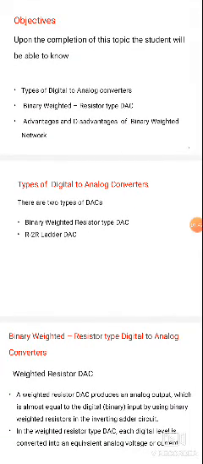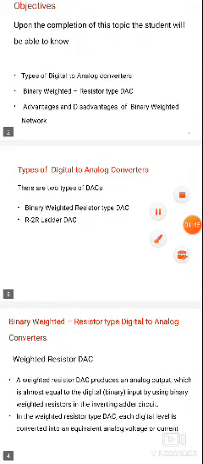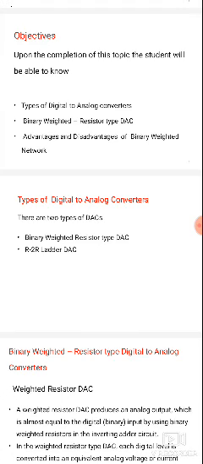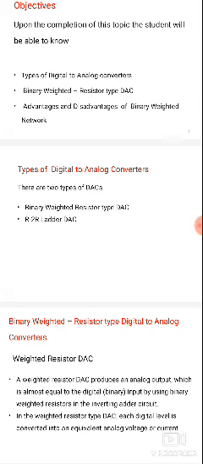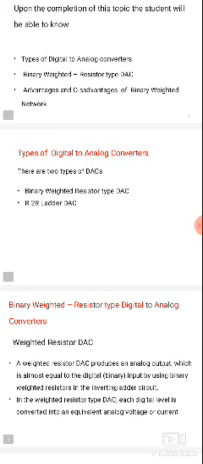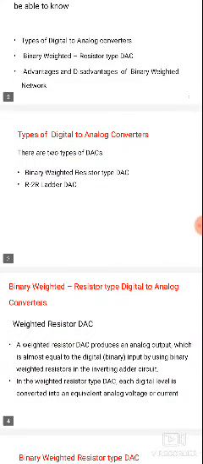Next, there are some conversion methods from analog to digital and digital to analog. For digital to analog, there are two main methods. One is the binary weighted resistor type DAC. DAC stands for digital to analog converter. The second one is the R-2R ladder network, where we use both R and 2R resistors. So R-2R and binary weighted, these two methods are used for converting digital signals into analog signals.